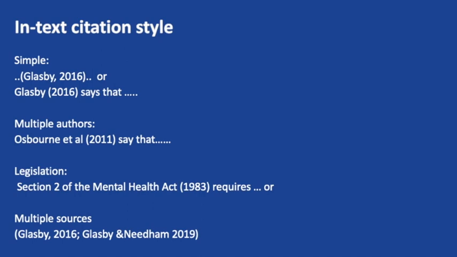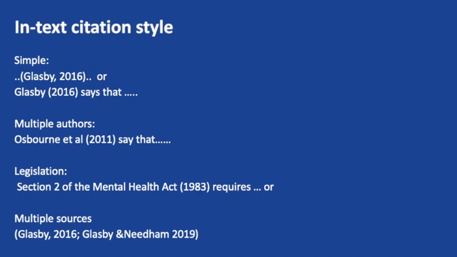You may also have multiple sources, and it's a good way of showing you're reading round the subject, or that an author has kept coming back to the subject. On this occasion, I've used the example of Glasby 2016 and then Glasby and Needham 2019, which shows that Glasby keeps coming back to a discussion around citizenship and direct payments.